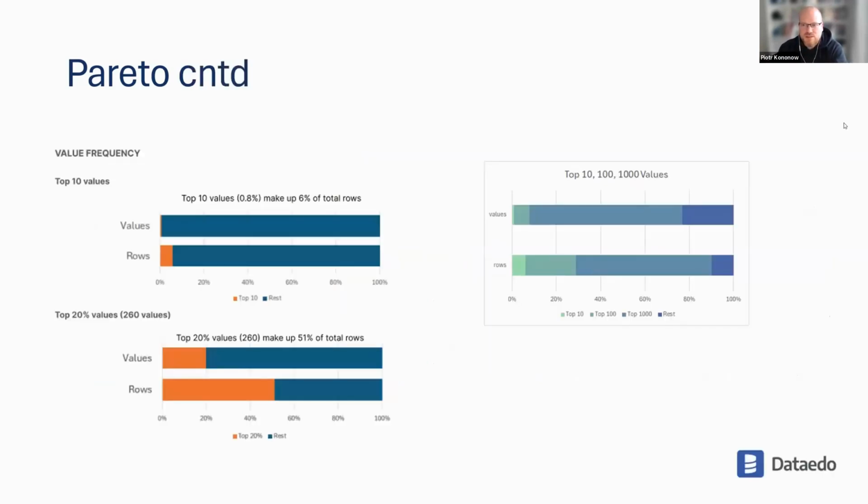This is a slightly different approach. So checking the 10% of values, the 10% of values are just a very small fraction of all the values, but they're a much bigger fraction of the rows, so they are quite popular. If it were equal, it would mean that all the values are equally popular, but you can see that they dominate. Similar for 20% in some other example.